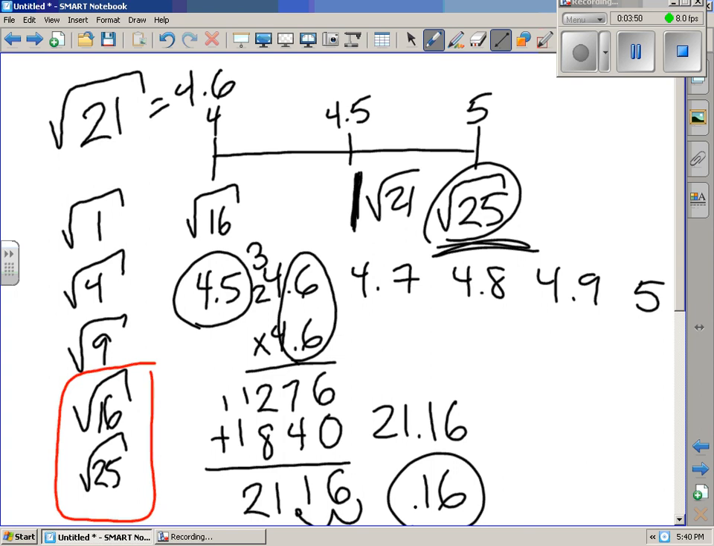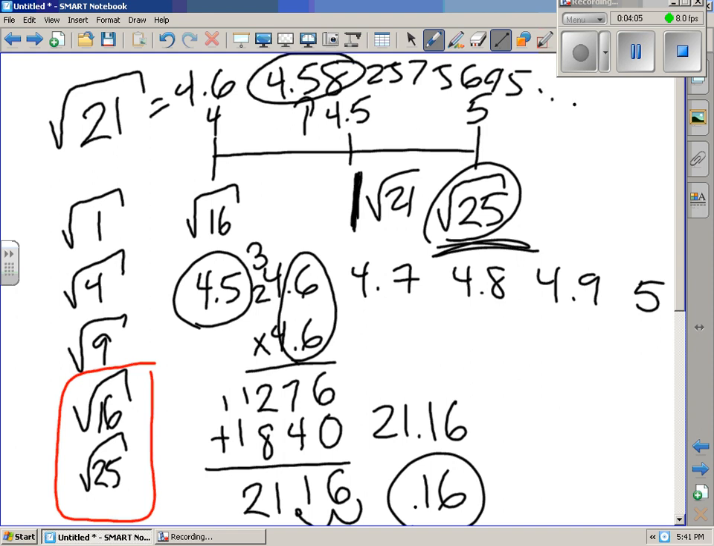Now go ahead and grab your calculator and put in the square root of 21. And you get 4.58257569, etc. And when you round to the nearest tenth, you get 4.6, which is the estimate that we got.